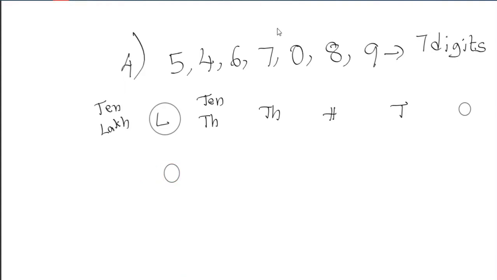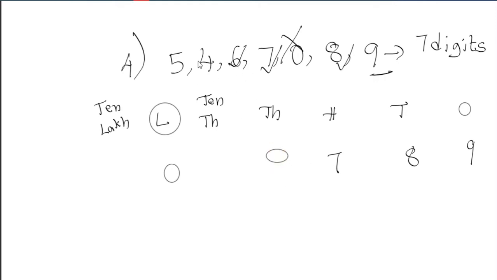Okay children, come back to this number. Which is the greatest among them? 9 is the greatest among all these. So 9 you have to write in ones place. Next greater number is 8, so 8 in tens place. Then 7 in hundreds place. Next greater number is 6, so 6 in thousands place.